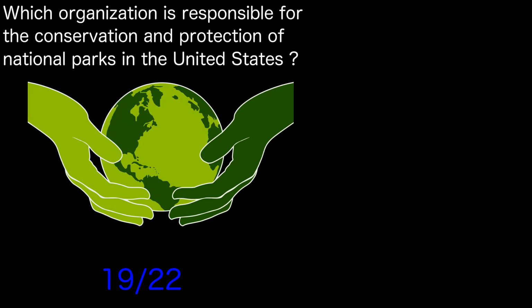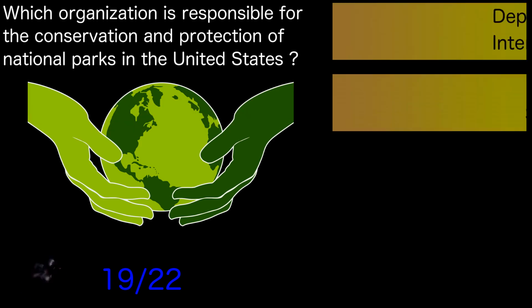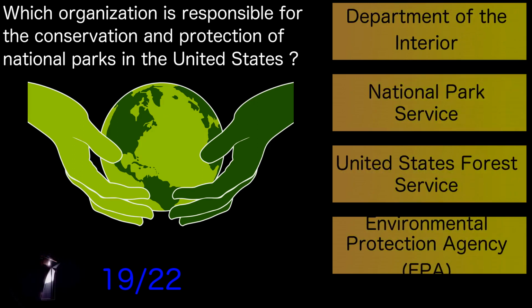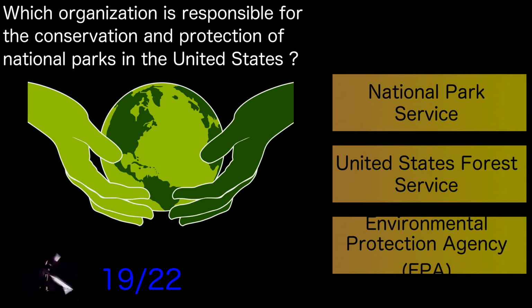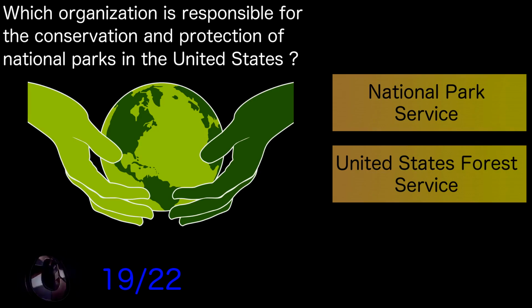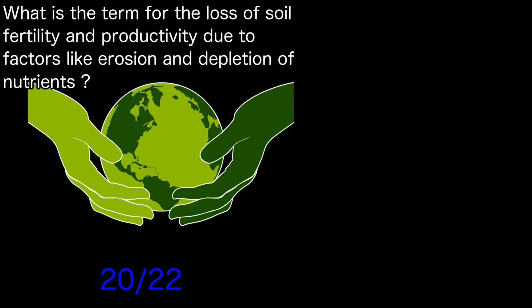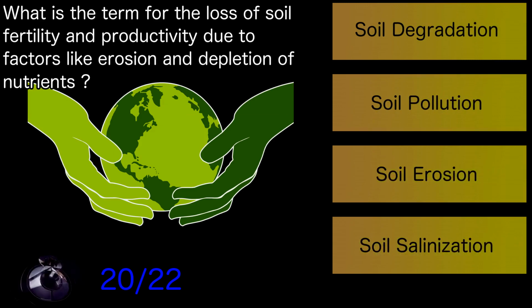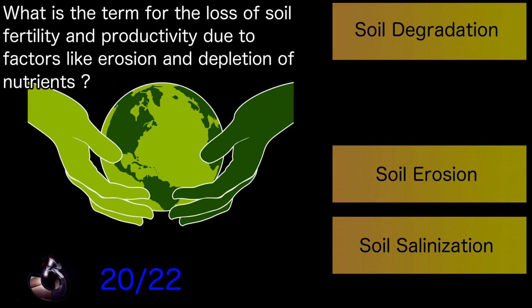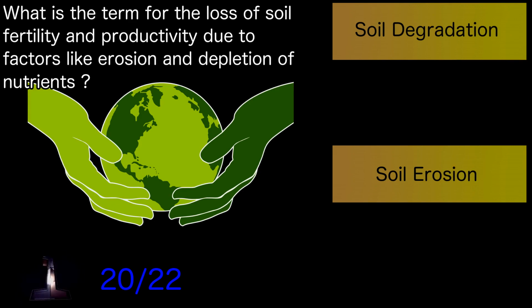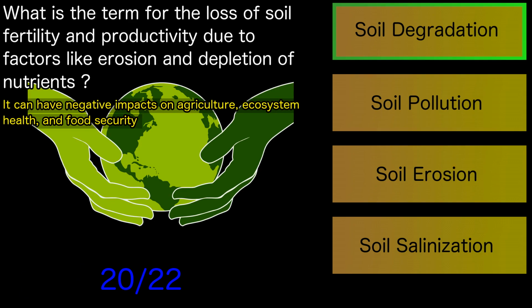Which organization is responsible for the conservation and protection of national parks in the United States? National Park Service. What is the term for the loss of soil fertility and productivity due to factors like erosion and depletion of nutrients? Soil degradation.